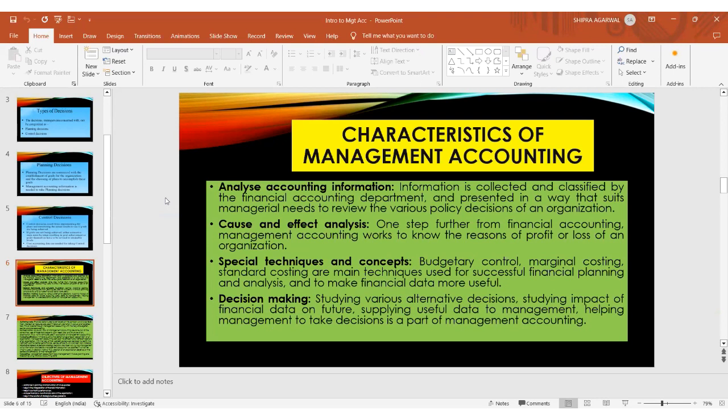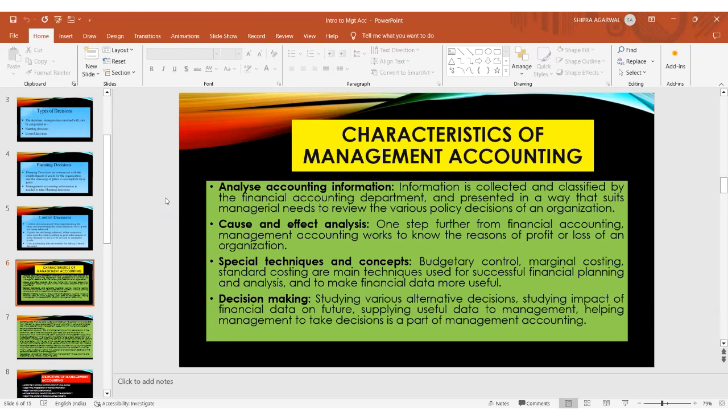So that means if I'm saying that this is the amount of profit, and I'll come to know about the amount of profit from the financial accounting. But with this financial accounting information that this is the amount of profit, why this profit is there, or if I'm saying it is a low amount of profit, then why this profit is low, why this profit is high, what does it mean, what further needs to be done, all these things will be studied under management accounting.